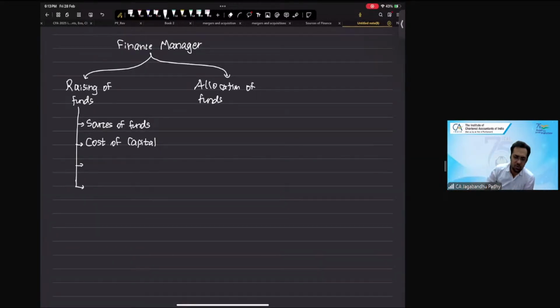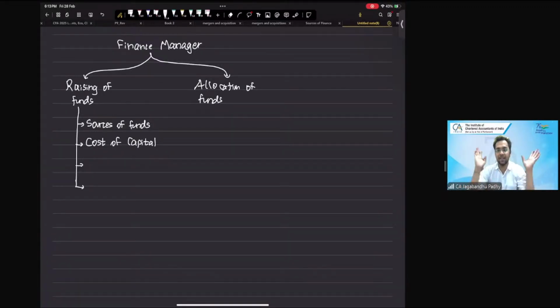You have 15 different sources of funds, and each type of fund has got its own cost. Each type of fund has got its own cost of capital. So we need to know what the cost of capital is, and understand the cost of capital of different sources, like the cost of equity shares, cost of preference shares, cost of debentures, cost of bank loan, cost of commercial paper, cost of overdraft, cost of cash credit, and a whole lot of other sources. For all the sources of funds, we need to know the cost.